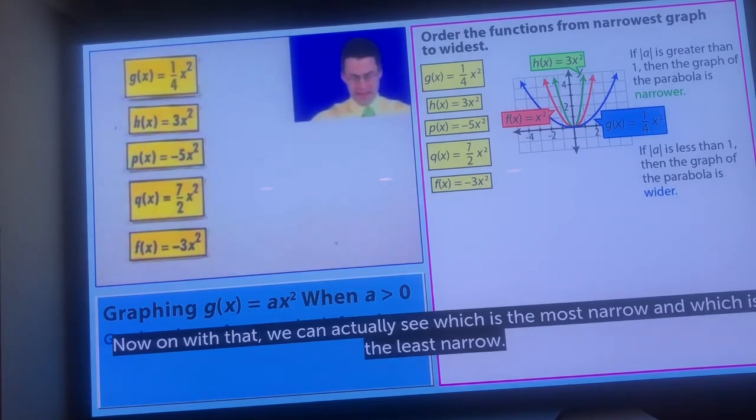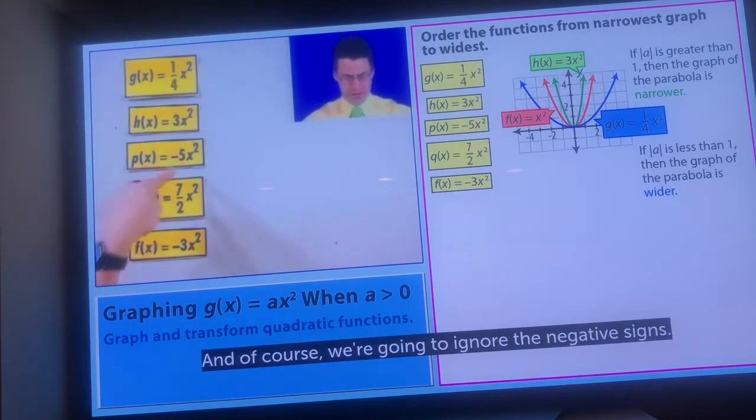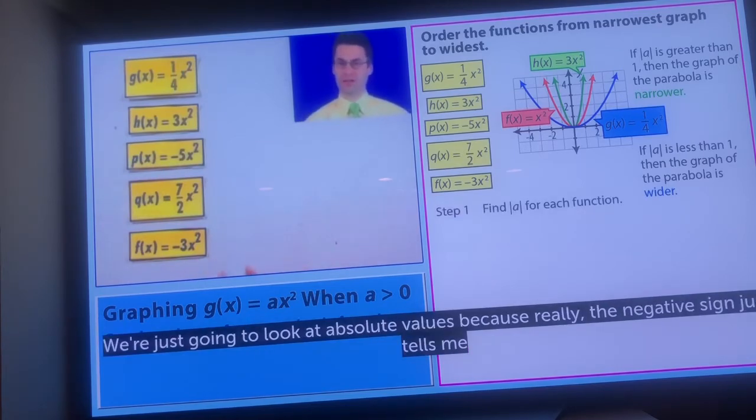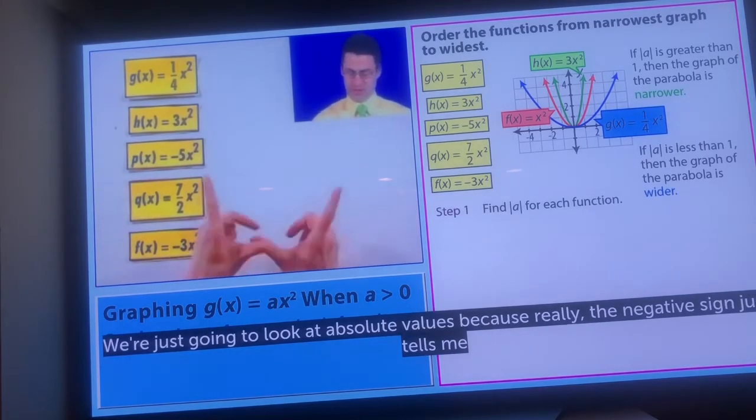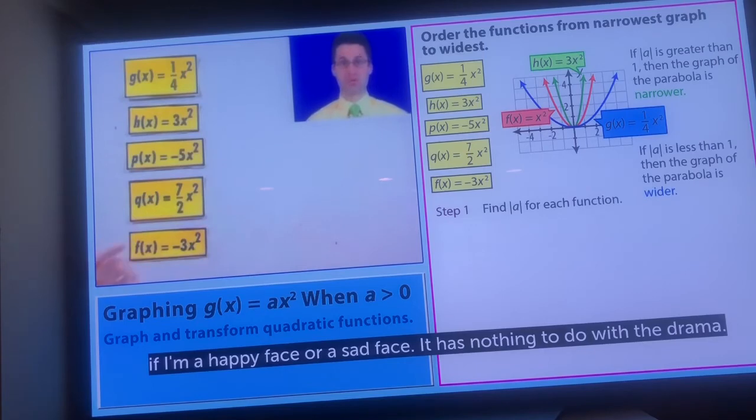Now, armed with that, we can actually see which is the most narrow and which is the least narrow. And of course, we're going to ignore the negative signs. We're just going to look at absolute values, because really the negative sign just tells me if I'm a happy face or a sad face. It has nothing to do with the drama.